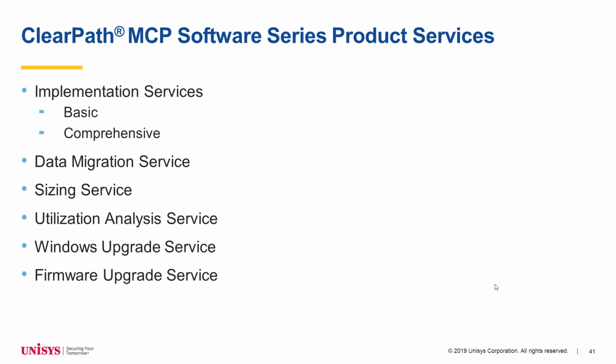The Windows Upgrade service can be used to install a newer version of Windows underneath the MCP Platinum system when new versions of Windows come out and become available. And finally, the firmware upgrade service can update the underlying MCP Platinum firmware, which can provide you with updates or new capabilities as they're released in the future.